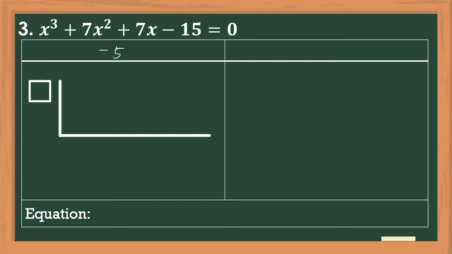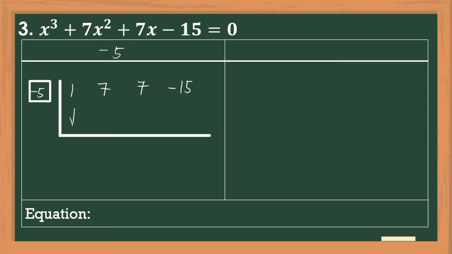Ayan. So, isulat natin yung mga coefficients ng given equation. So, x cubed, 1; 7x squared, that is 7; and then 7x, 7; and then the constant term, negative 15. Then, isulat natin yung negative 5. Okay? So, let's have the next step.